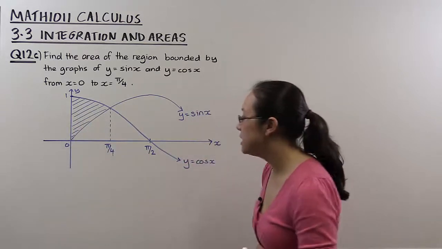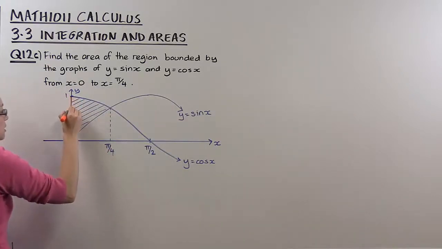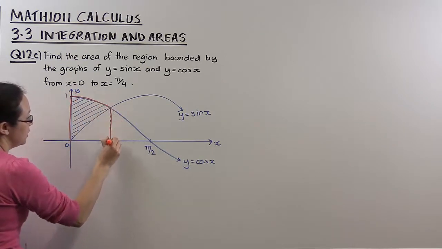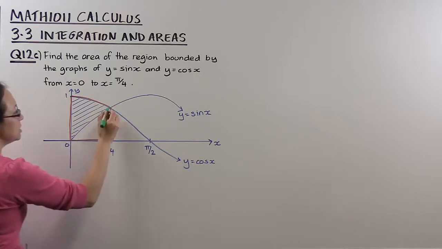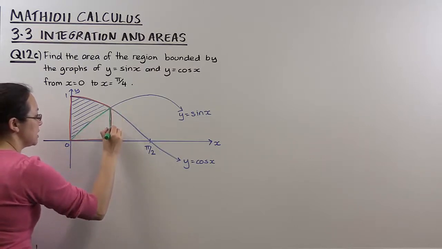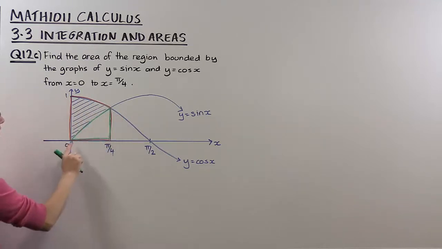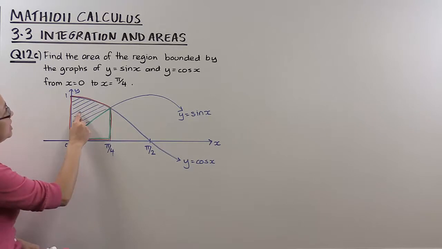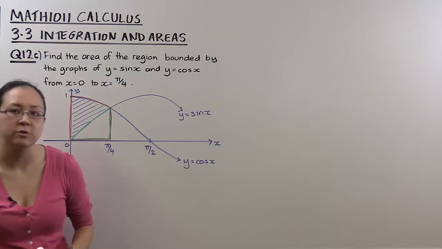Now the idea is that the shaded region that we wish to calculate is actually this region underneath the cos graph, since the cos graph is on top, minus this region bound by the sine graph and the x-axis. So we're really after this orange region minus this green region here. If we can calculate that, we can calculate the area bounded by the graphs cos x and sin x from 0 to pi on 4.